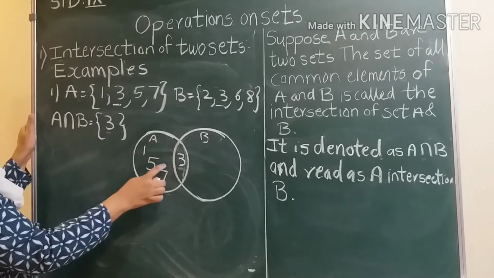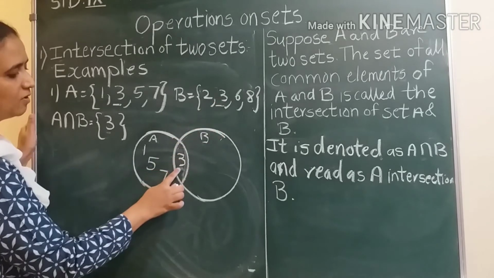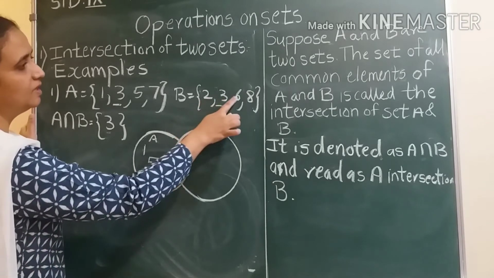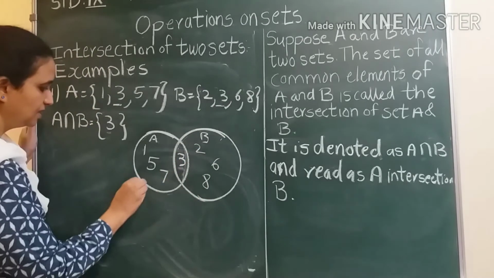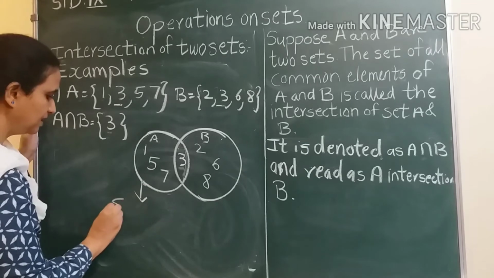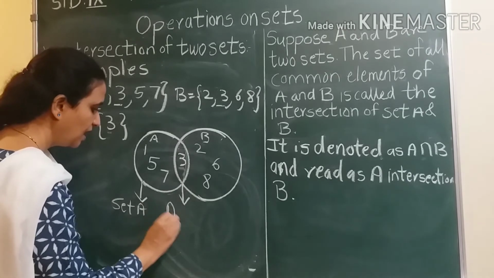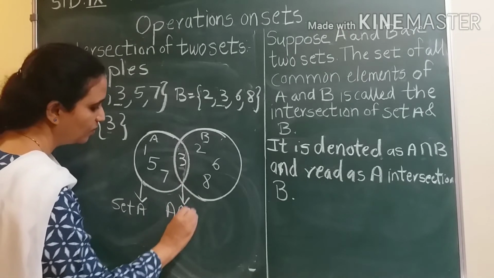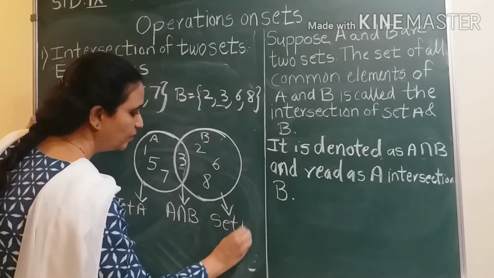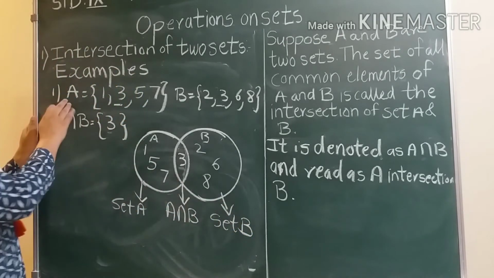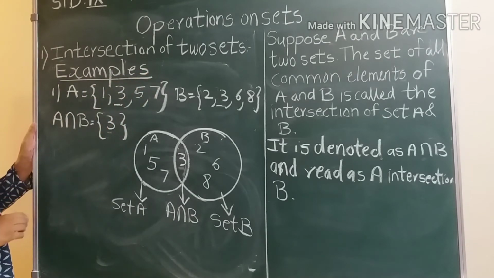So this is your set A: 1, 3, 5, 7. Now set B, common element I have already written over here. Now I will write the remaining, that is 2, 6, 8. This is set A. This portion is A intersection B and this is set B. This is your first example. So students, you copy down the first example.